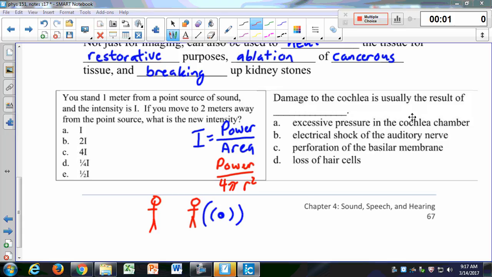Damage to the cochlea is usually the result of which of these? Some of these might be correct, but there is one that it's usually the result of. All right, let's stop at 35.